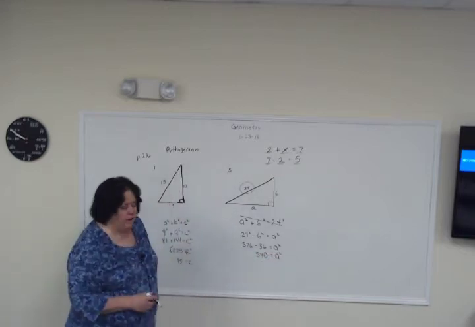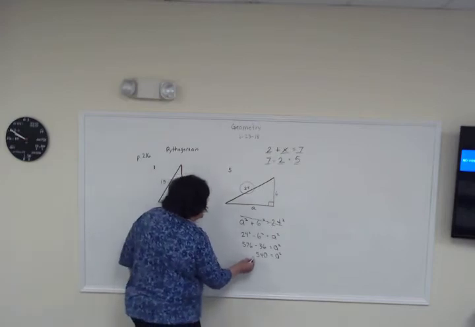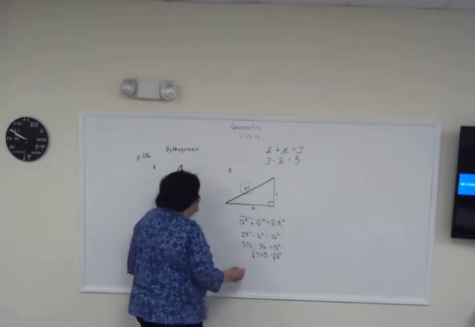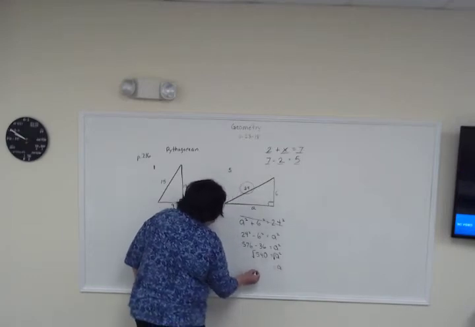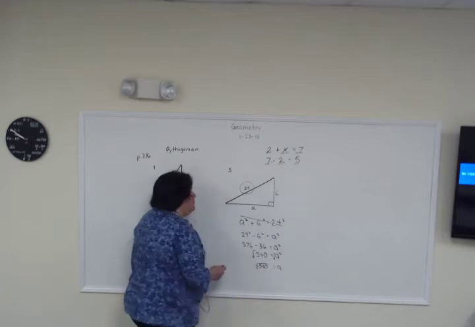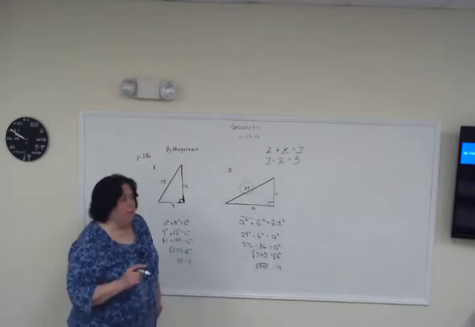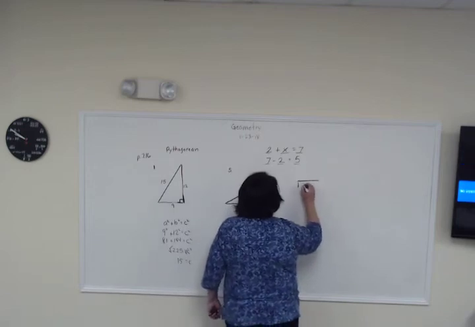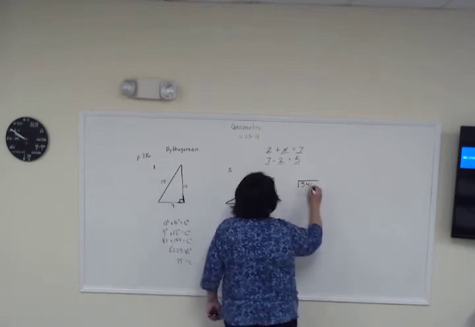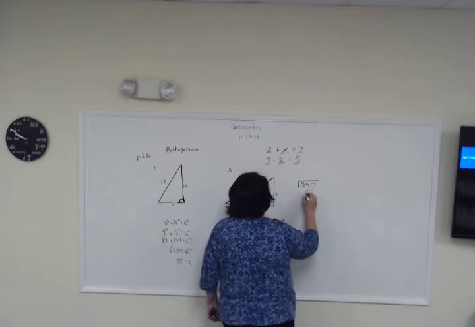It is. Okay, now we're going to take the square root of both sides, and we get that A equals the square root of 540. Now, there is no square root of 540, is there? Nope. But remember, we have to simplify this. Remember that we always have to simplify our radicals.